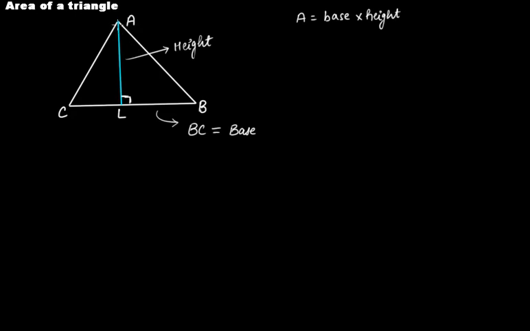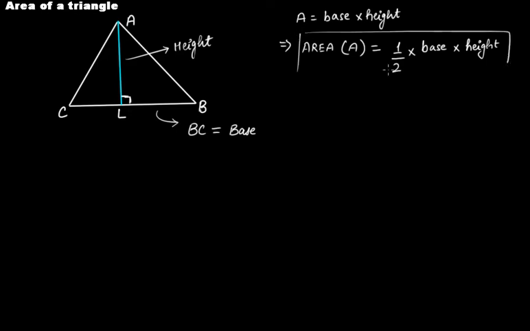The only difference in the case of a triangle is that if we denote the area by A, then it becomes half times base times height. So for a parallelogram it was base times height, but for a triangle it is half times base times height. For this triangle ABC, your area becomes half times base BC times height AL. If you know these two values, then you can calculate the area.